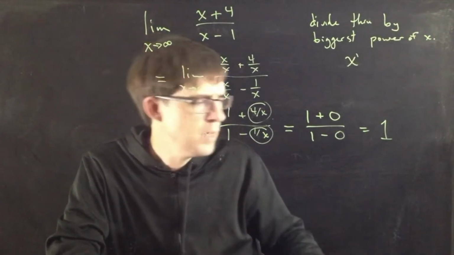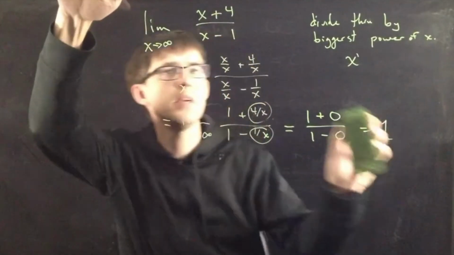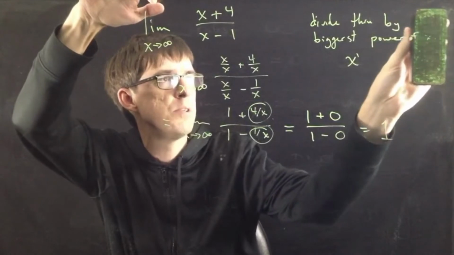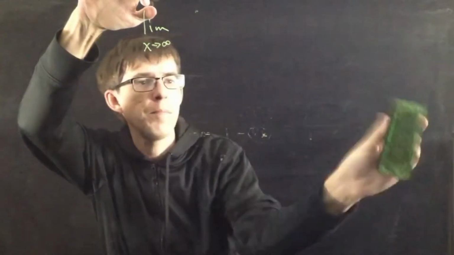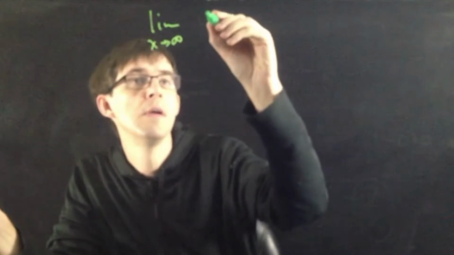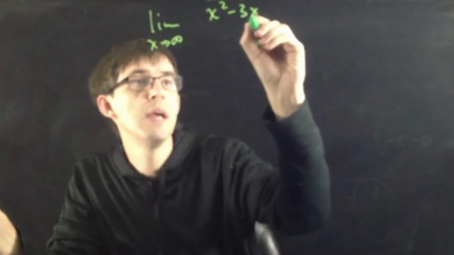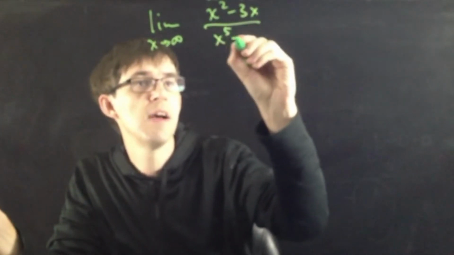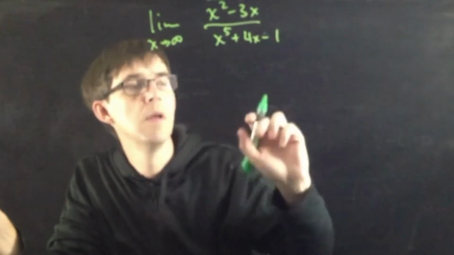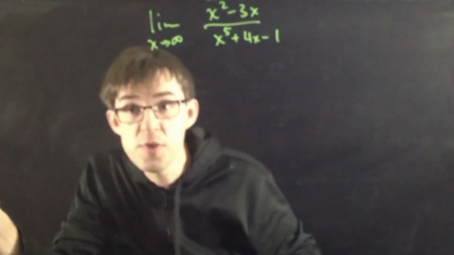All right, let's just do some more examples of the same type. This is really all I wanted to talk about today, so we're just going to do a few more. Let's try another one. How about the limit as x goes to infinity of x squared minus 3x divided by x to the 5 plus 4x minus 1? All right, let's try that one.